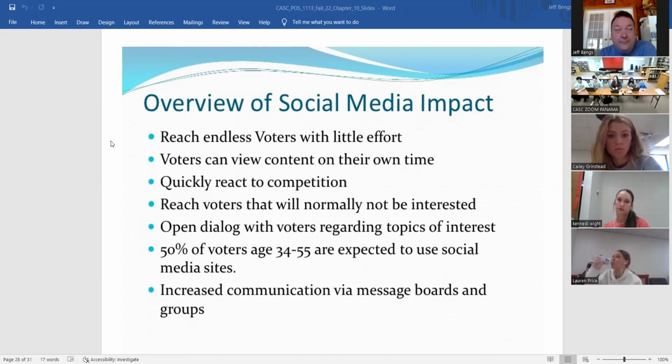President Obama in 2008 and 2012 kind of was the leader in kickstarting this aspect of campaigning, because with social media, you can reach a lot more voters than you could with just a grassroots campaign and television and radio.